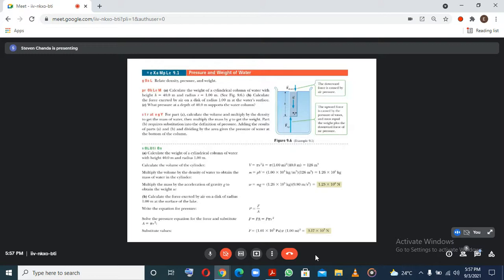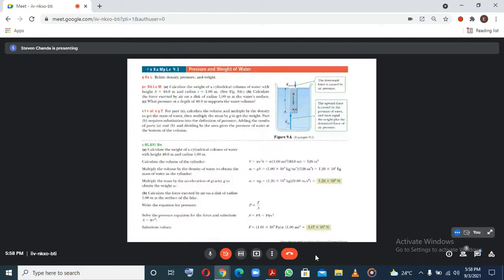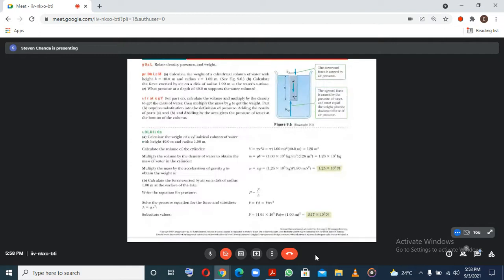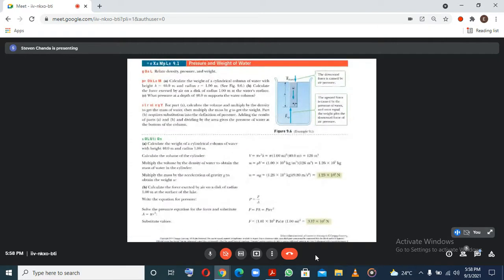From this example, what we are going to do is solve from there. So this is the question: calculate the weight of a cylindrical column of water with a height of 40 meters and radius 1 meter. That's the first question, right?